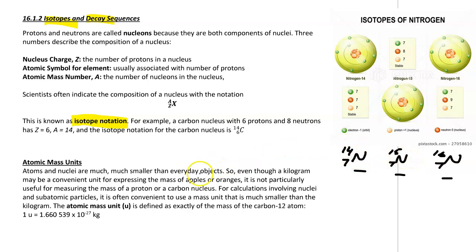These numbers are essentially based on what we call the atomic mass unit, which is defined exactly as the mass based on a carbon-12 atom. So we take the mass of carbon-12 and divide it by 12, and we get exactly this number.